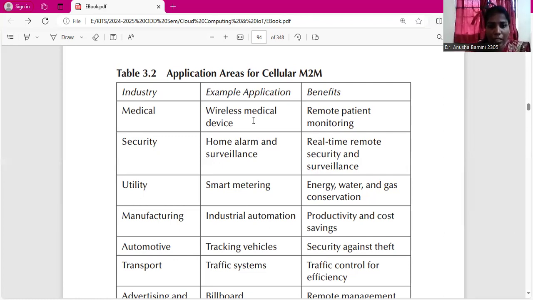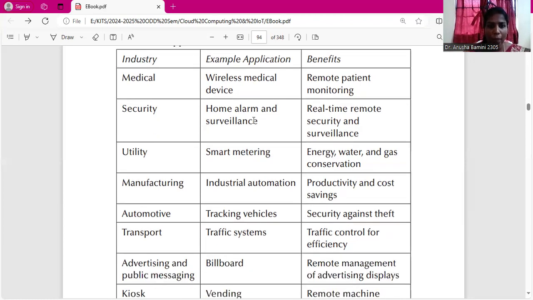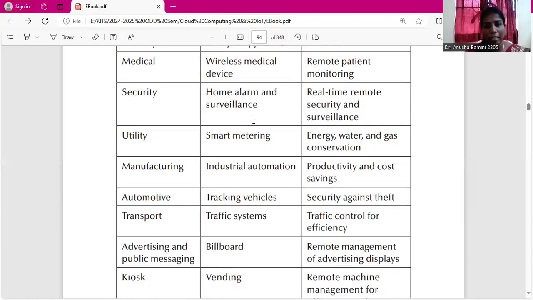Then manufacturing, which is under industrial: creating industrial robotic arms and improving productivity, where industrial robots replace humans and play a major role. On the manufacturing side, M2M IoT can be used. Then automotive, which means tracking vehicles and where a vehicle is going. If a vehicle is stolen and it is connected with RFID or a tracking device, we can easily track where the vehicle is at present.